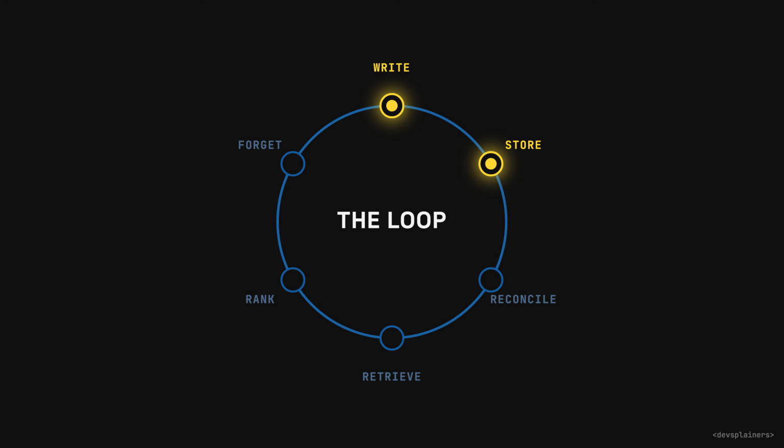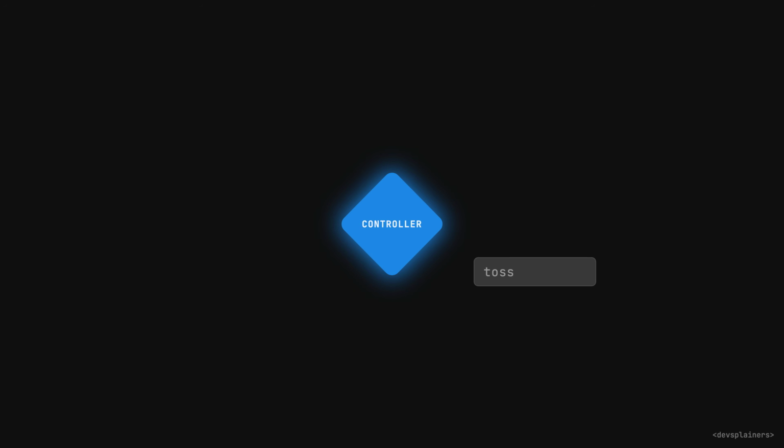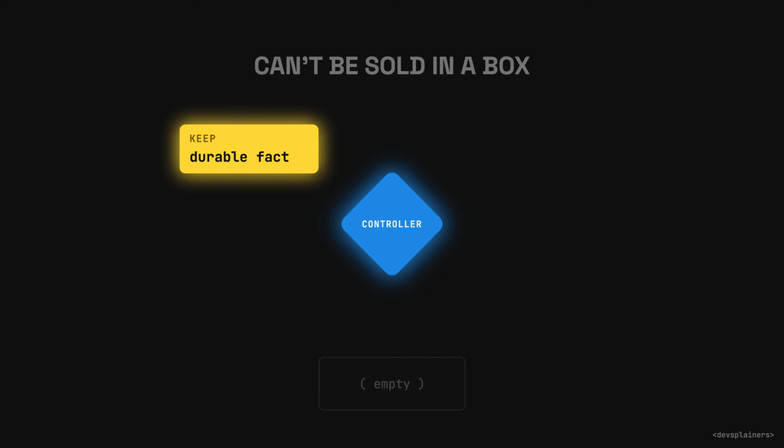Write, store, reconcile, retrieve, rank, forget. That's the loop. And notice what's doing the work, not the database underneath. Swap the vector store for a graph or for a plain text file and the loop is the same. What makes memory sharp or useless is the controller making those keep or toss calls. That is something that can't be sold in a box.